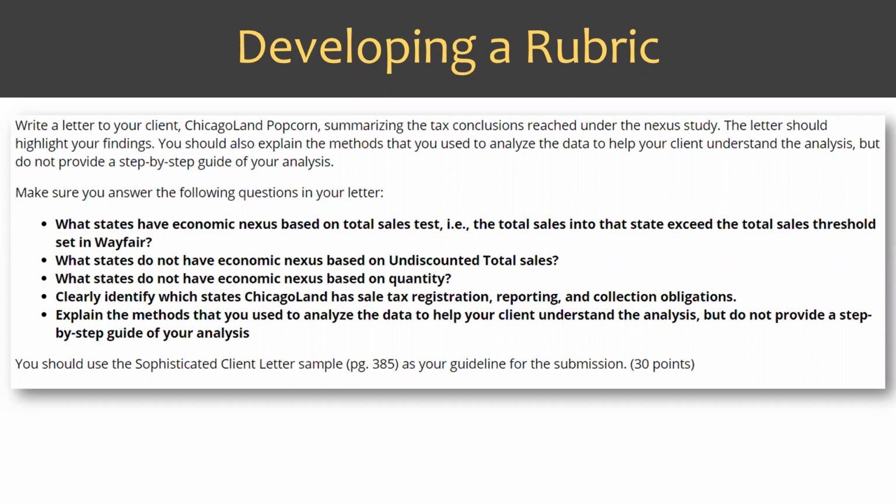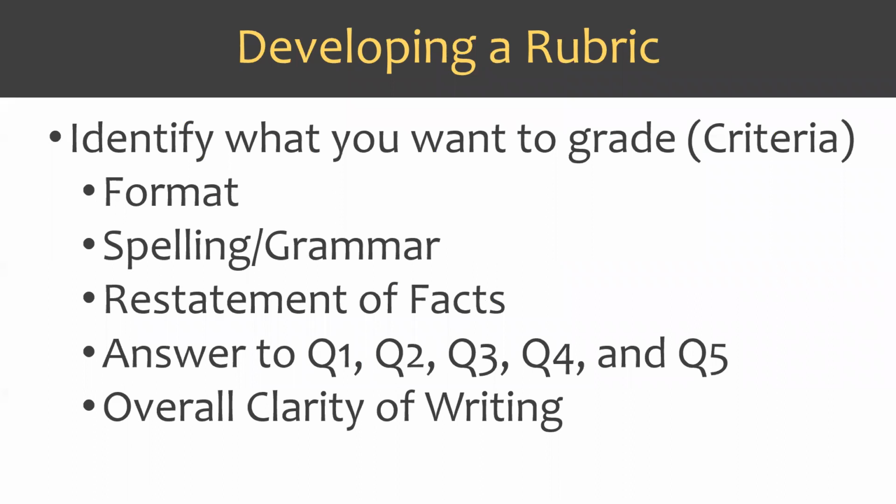And so that's the first thing that we do when we're developing a rubric: we identify exactly what you want to grade. And this will be the criteria that you want to grade. So I've decided that I want to grade my students on the format, spelling and grammar, restatement of facts, making sure they have the correct answer to questions 1 through 5, and overall clarity of their writing. So that's the first thing you have to do: identify what you want to grade your students on.